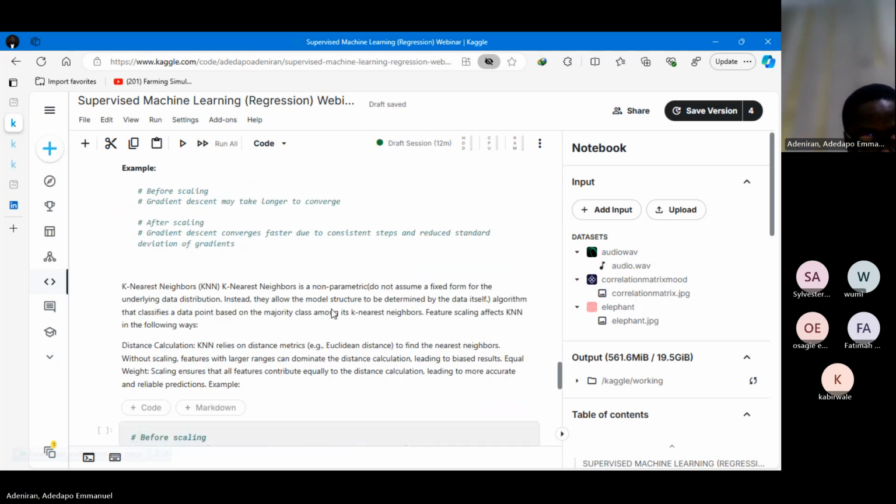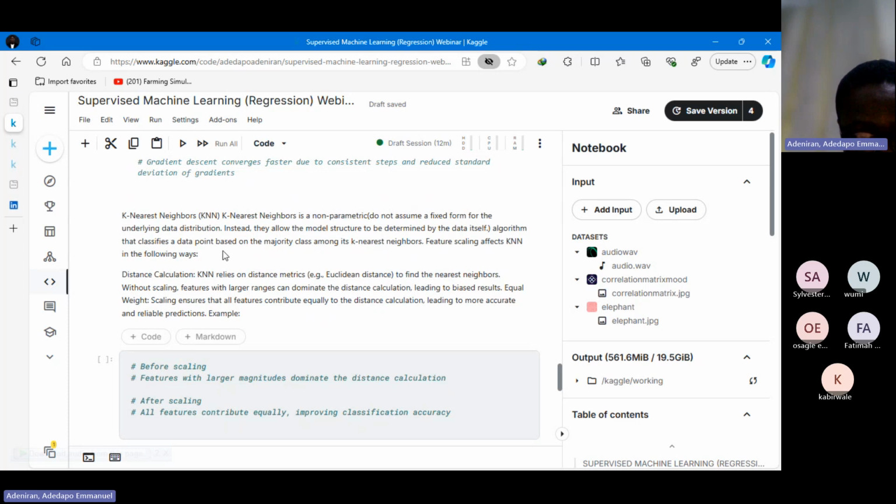And then I talked about KNN and distance calculation. KNN, the K nearest neighbor, is used for classification, and it's a supervised learning algorithm. It uses the Euclidean distance, calculating distance to find the nearest neighbor. So features with larger ranges can dominate the distance calculation, leading to biased results. You have to make sure that everything is within the same range so that equal importance is given to each of those features, assuming that all features are equally important.